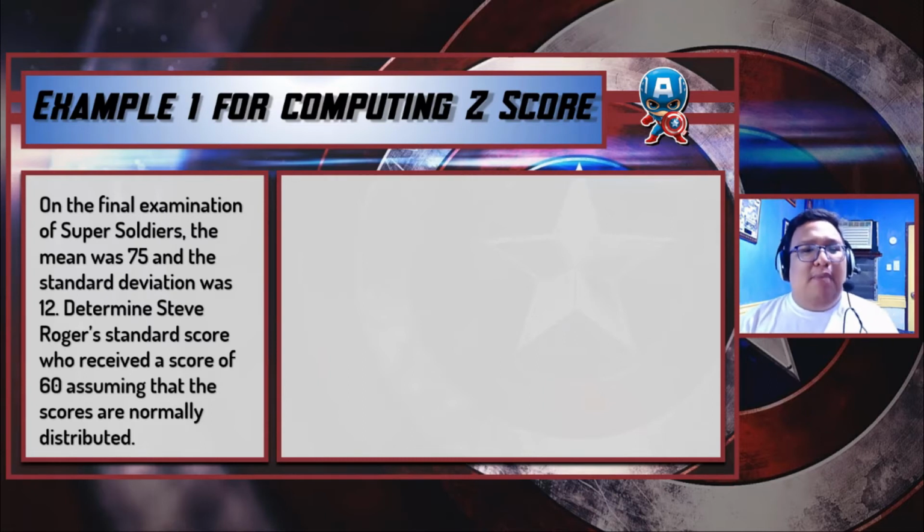On the final examination of super soldiers, the mean was 75 and the standard deviation was 12. Determine Steve Rogers' standard score, who received a score of 60, assuming that the scores are normally distributed. So, syempre, sa mga pagsusolve ng mga ganitong problem, the first thing that you will do is to look for the given and state the formula.